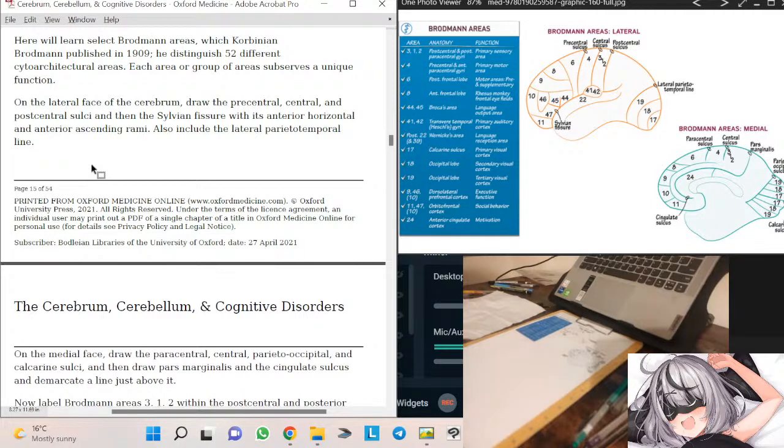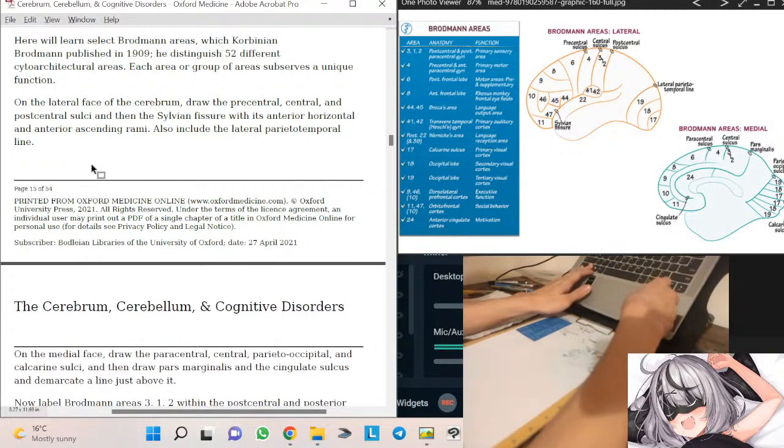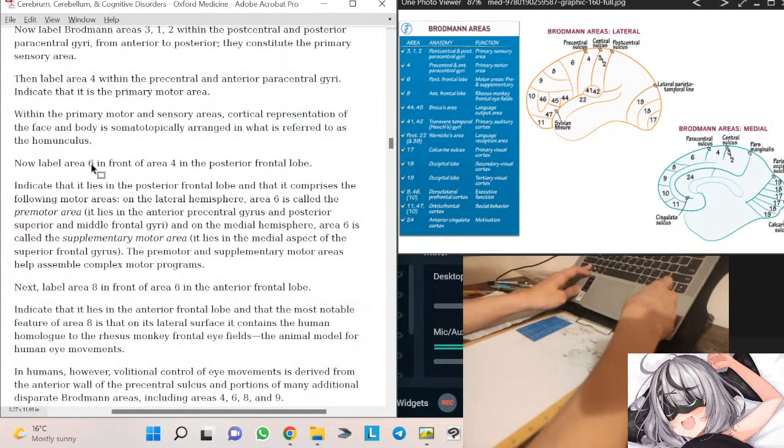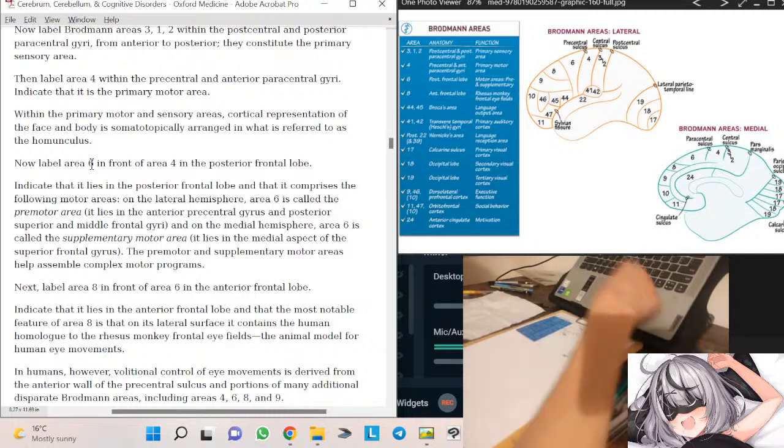Now label Brodmann areas 3, 1, 2 within the postcentral and posterior paracentral gyri from anterior to posterior. They constitute the primary sensory area. Area 4 falls within the precentral and anterior paracentral gyri; indicate that it is the primary motor area. Within the primary motor and sensory areas, cortical representation of the face and body is somatotopically arranged in what is referred to as the homunculus.